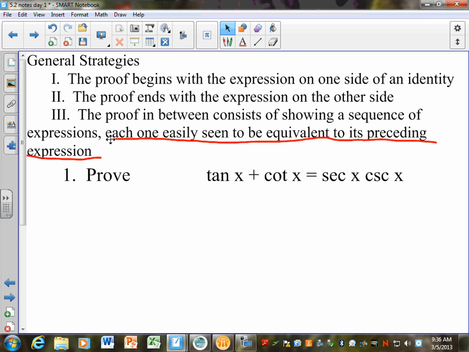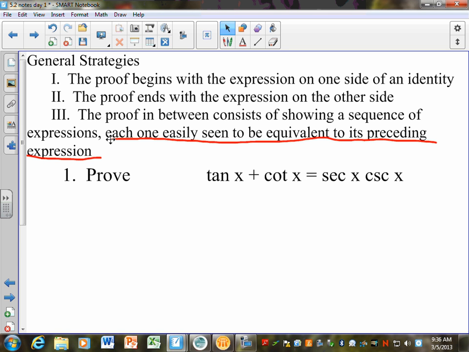So this is the problem they give you. They give you this. It says, prove this. So you have to decide, am I going to prove this, turn this into this, or am I going to turn this into this? And for me, I'm going to turn this side into this side. So I'm going to ask myself, what could I rewrite tangent and cotangent as that maybe somewhere eventually would turn into secant and cosecant? So what are my options?